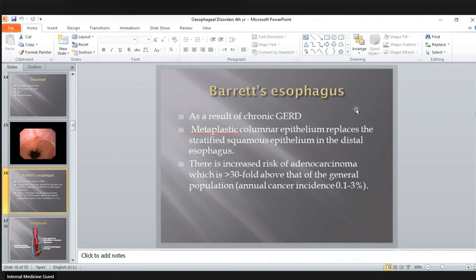Now, the thing about this columnar type of epithelium is that it poses a risk for adenocarcinoma, which is more than 30 fold above the general population. However, the annual cancer incidence is still very small.